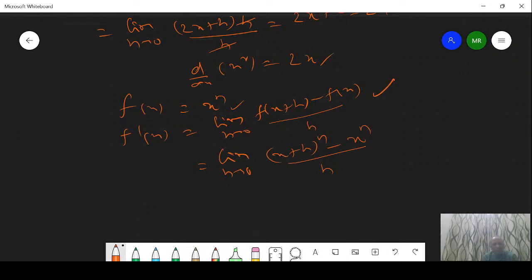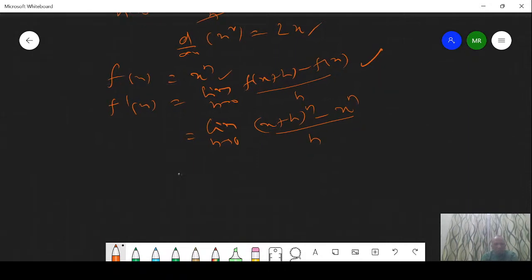You can observe this, right? You can express it that way. Now both terms have the same power n. For our convenience, we can also write limit h tends to 0 of x plus h whole power n minus x power n by, in the denominator, x plus h minus x. Generally I should expand and simplify, but instead I am writing it like this: x plus h minus x.